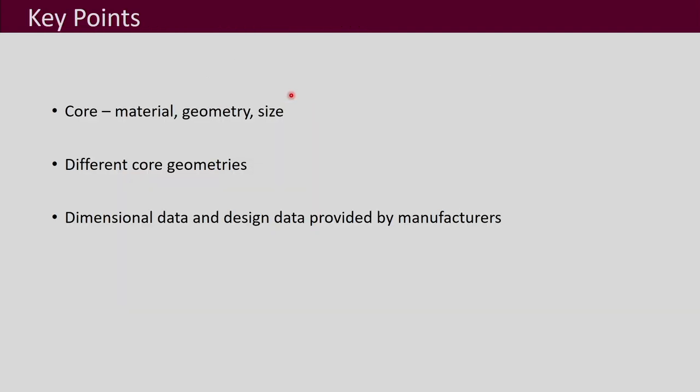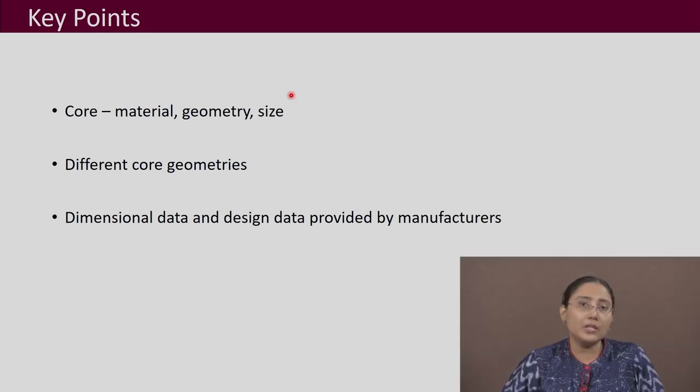So what are the key points of this lecture? The key points are that for selection of the core, the important things are your material, geometry and size. There are different core geometries, and for one particular core geometry there are also different sizes available. And when you look into the data sheet, you should note down the dimensional data and the design data for the particular core that you have selected.